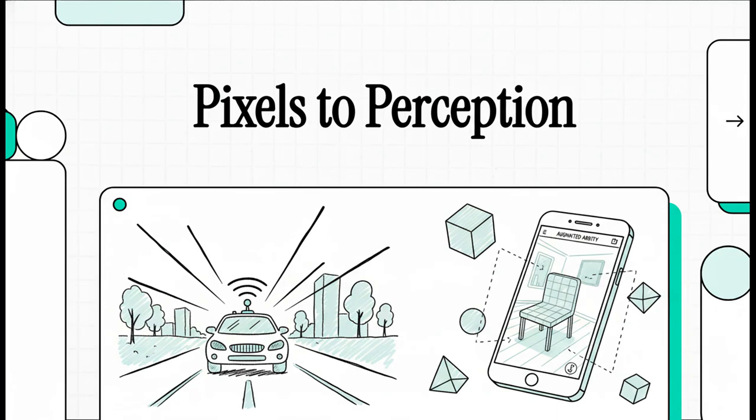Have you ever stopped to think about how a self-driving car actually sees the road? Or how some apps on your phone can magically place a new sofa right in your living room? It all boils down to this incredible process: teaching a computer to see in 3D. So let's just dive right in and unpack how these machines turn flat, ordinary photos into a rich, three-dimensional world.